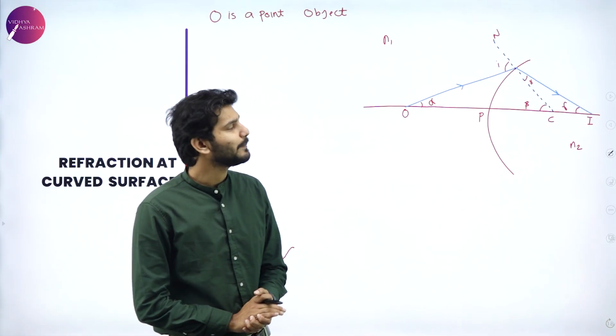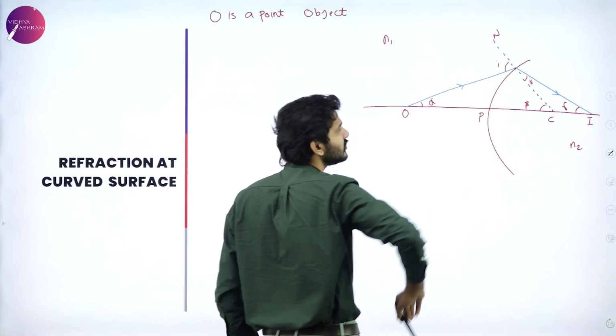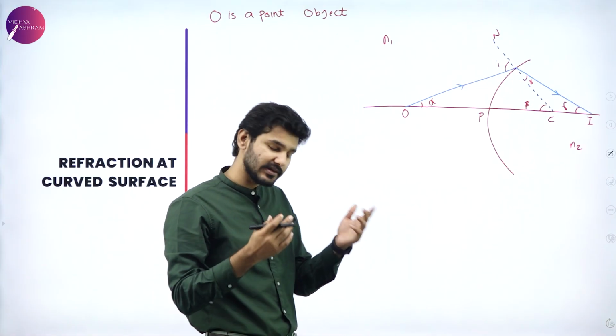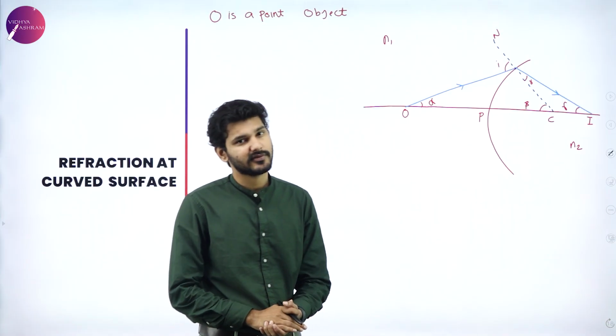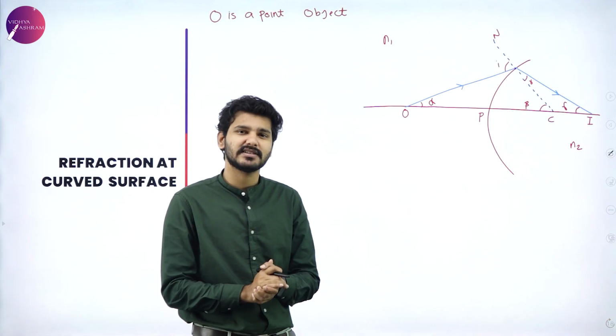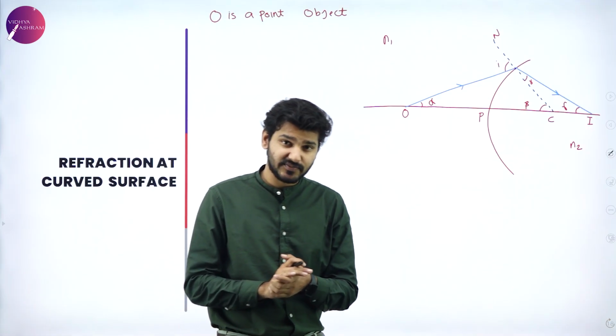That much is clear, right? And n is nothing but the normal. If we extrapolate the normal, it also meets at the point C, which is nothing but the center, and the distance from P to C is again the radius of curvature. All this has been discussed, you already know this, but again, this is the figure. So the consideration is very simple.